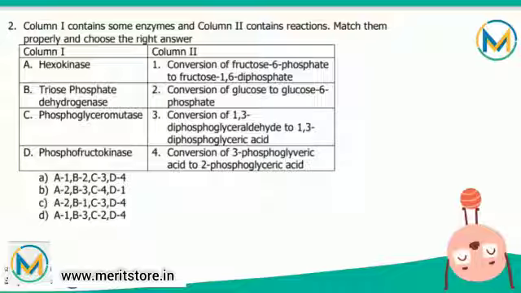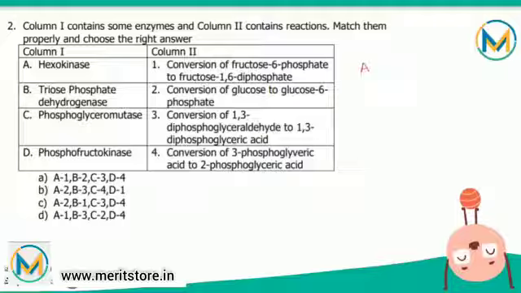GA3P, that is 1,3 diphosphoglyceraldehyde, is converted into 1,3 diphosphoglyceric acid by glyceraldehyde phosphate dehydrogenase, and 3-phosphoglyceric acid is converted into 2-phosphoglyceric acid by phosphoglycerate mutase. So now here the hexokinase is there for conversion of glucose to glucose 6-phosphate. Then triose phosphate dehydrogenase is there for conversion of 1,3 diphosphoglyceraldehyde to 1,3 diphosphoglyceric acid.